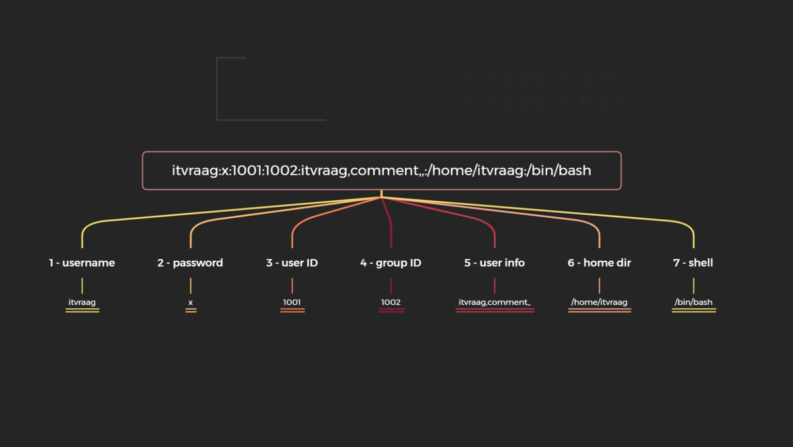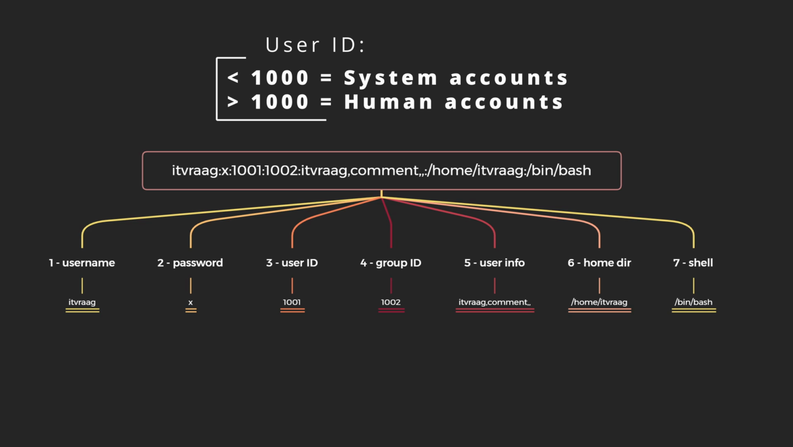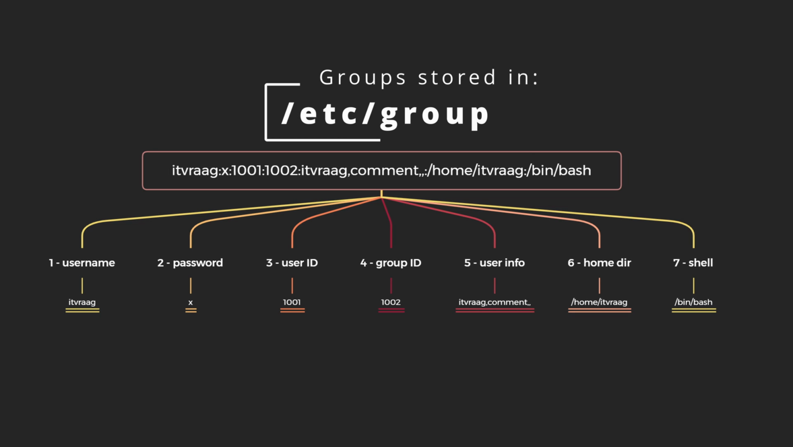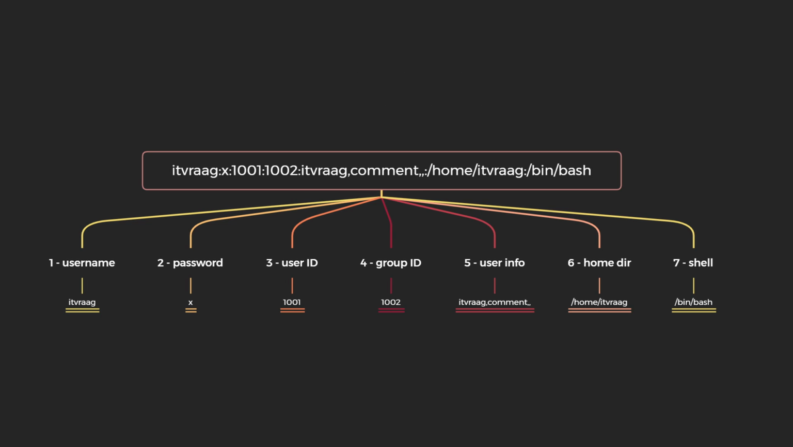Third field is the user ID. Anything below 1000 is reserved for system accounts like services, and anything starting from 1000 and above is for human users. Fourth field is the group ID. Each new user gets by default its own group, and that group has an ID. This is also the main group for the user. The group's information is stored inside the /etc/group file. Just like user ID, group IDs starting with 1000 and above are for human users. We'll cover groups later in this video.